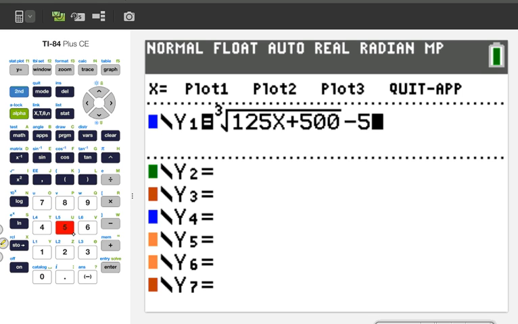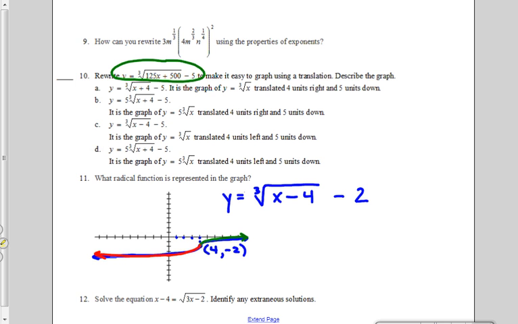Minus 5. One thing that I know about this function is it's going to shift down 5 because of that minus 5 on the end, right? You should know that. We've done that many, many times. If there's a minus 5 on the back end, it's going to shift down 5. So, do any of the choices not say 5 down? No. They all say 5 units down. So I can't eliminate any choices just yet.